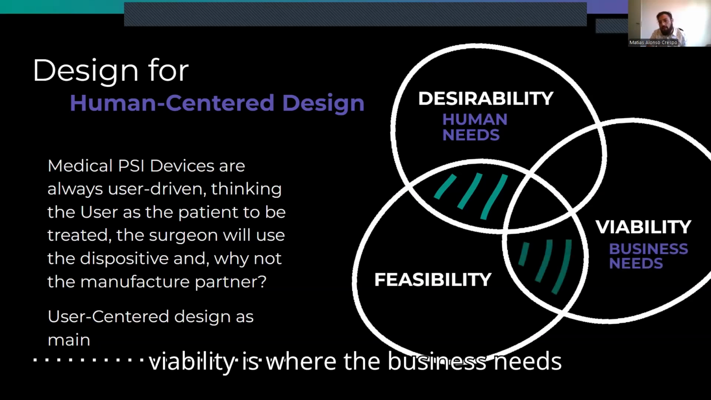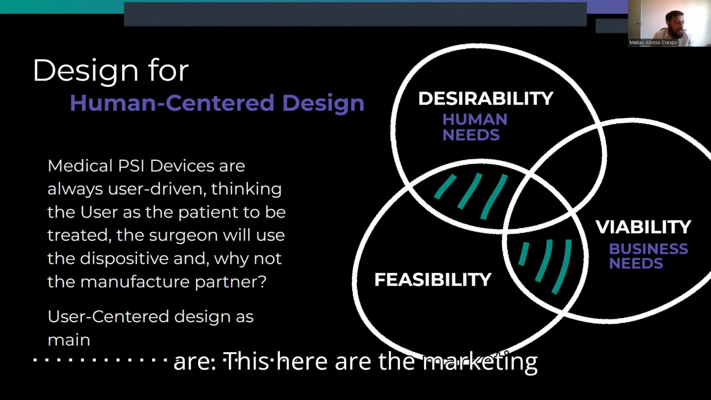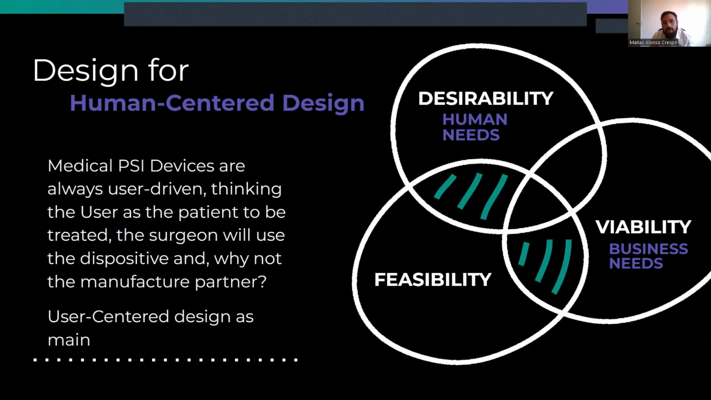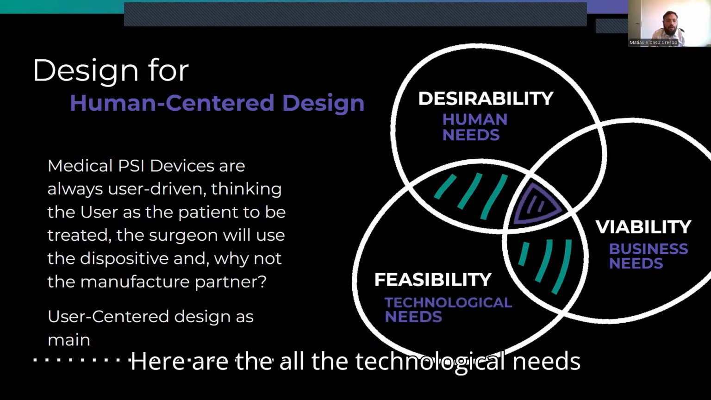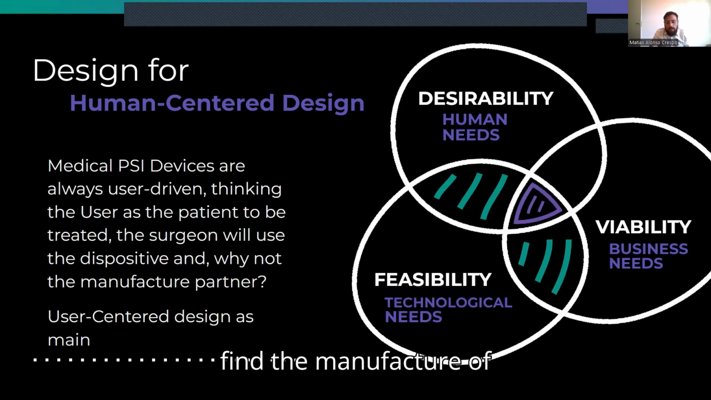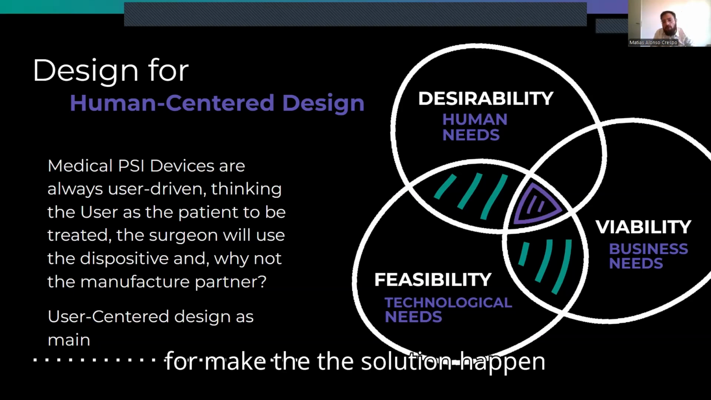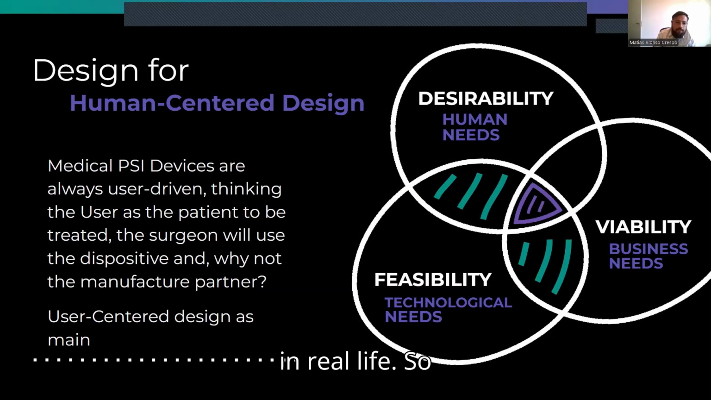Viability is where the business needs are. Here are the marketing matters and the business model. Here is also the very important regulatory side, all the regulatory stuff. And finally we have the feasibility sector. Here are all the technological needs: the manufacturing, materials, process, and selection to make the solution happen in real life.